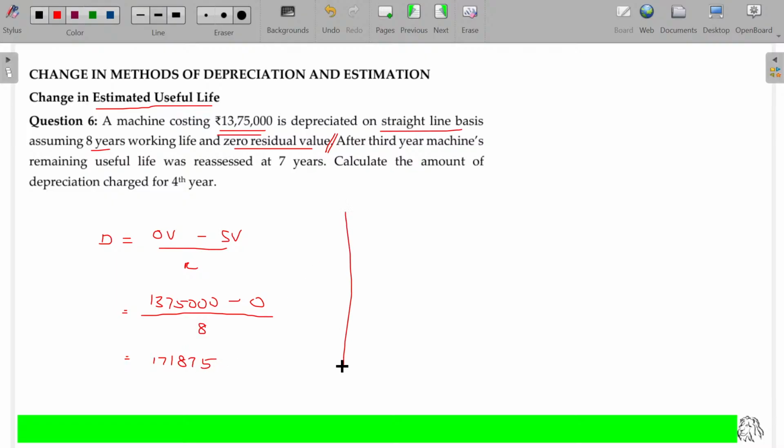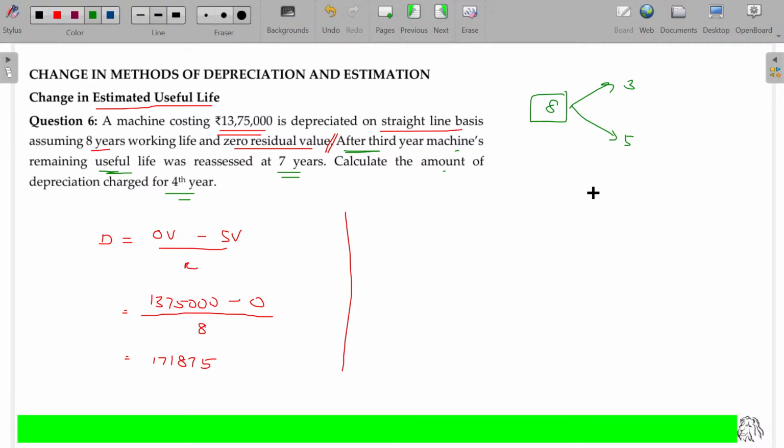1,71,875. But the thing to be noted here is after third year, the machine's remaining useful life was reassessed at 7 years. Calculate the amount of depreciation charged for fourth year. So as per the SLM method, the depreciation for every year being 1,71,875, you have to depreciate this over the life, probably 8 years. But out of 8 years is the estimation, 3 years over. Remaining how many years we still have? 5 years.